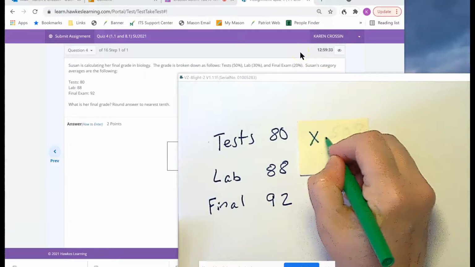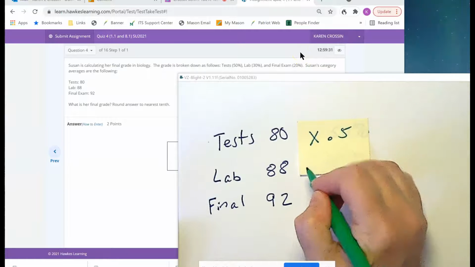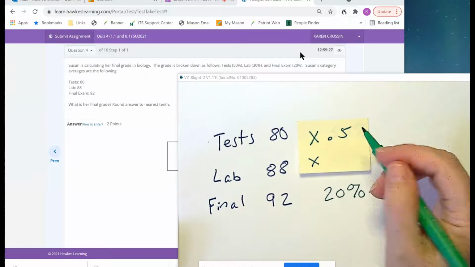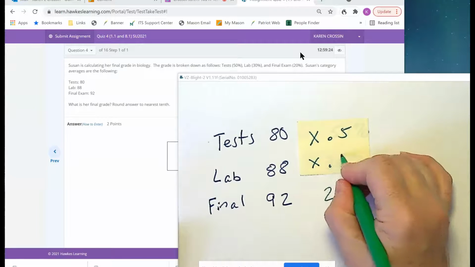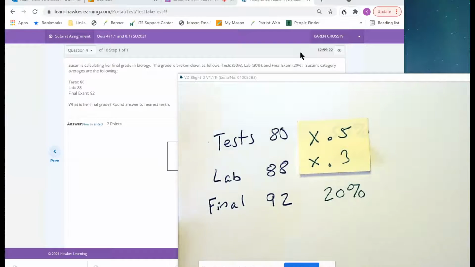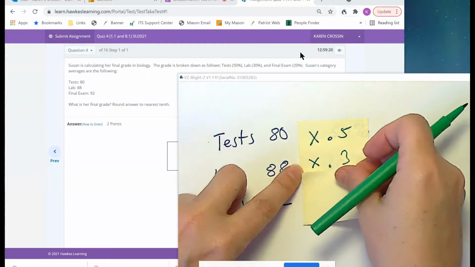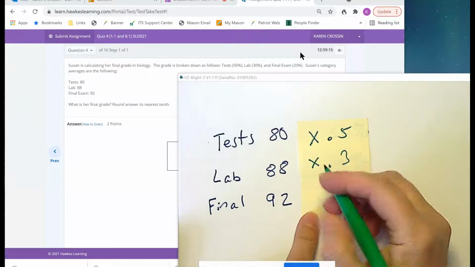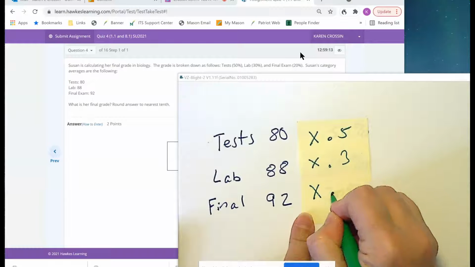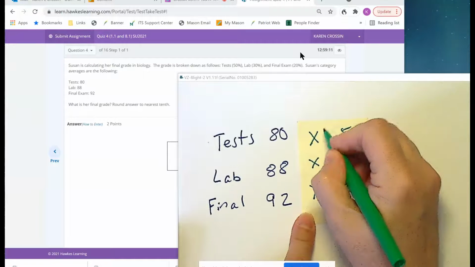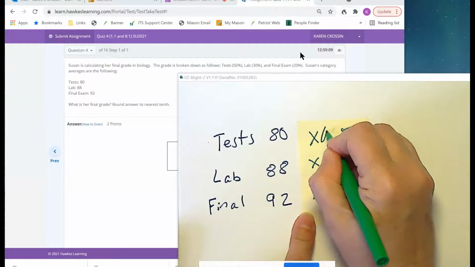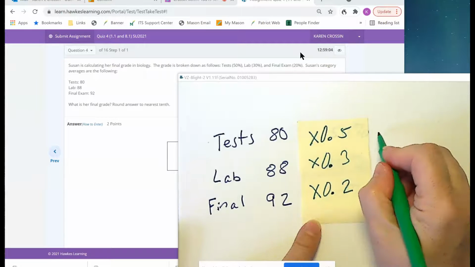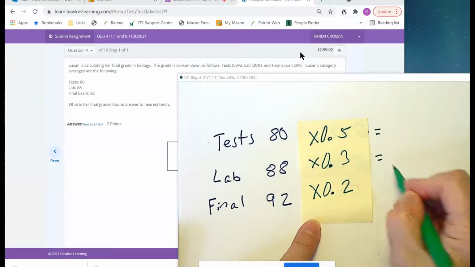So rather than the 50%, we're going to do 80 times 0.5, and then the 88 times, that was 30%, so times what? 0.3, and then another sticky note. Sticky notes save the world. Okay, and then 92, that was 20%, times 0.2. And to make this clearer for people watching it later, I'm going to write times 0.5, 0.3, 0.2. I don't know that that actually made it clearer, but I try.